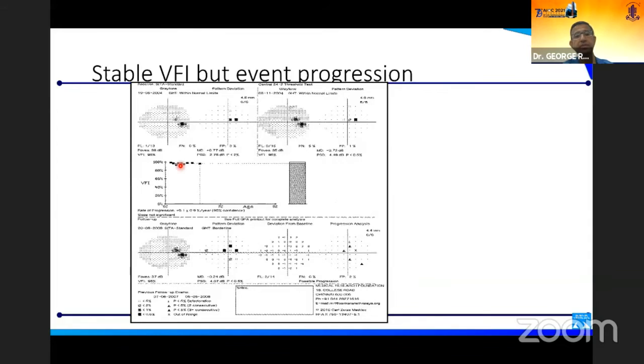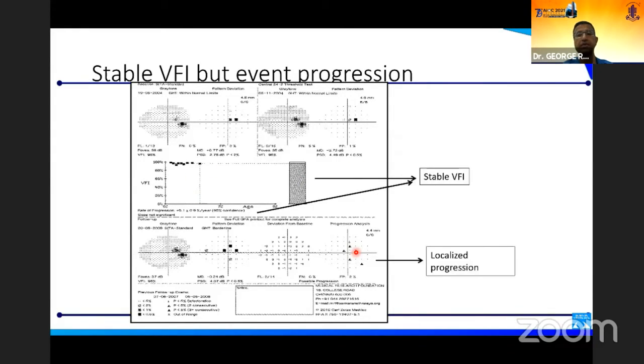And here you have somebody with a stable visual field index. That is, the trend is normal, but you are seeing points on the event analysis which are abnormal. So you need to look at both together, because if you have very localized change, it may not be enough to change the VFI significantly to generate a trend analysis. So you need to look at both this and this in order to take a final decision. So you have a stable VFI with localized progression. So it's important that you rule out other causes of progression too.